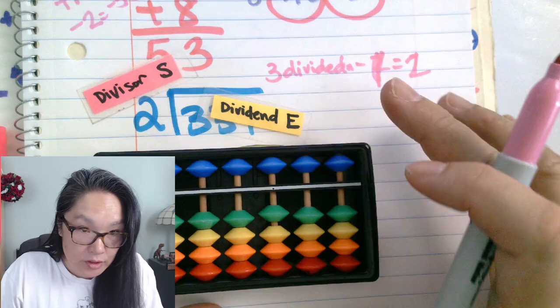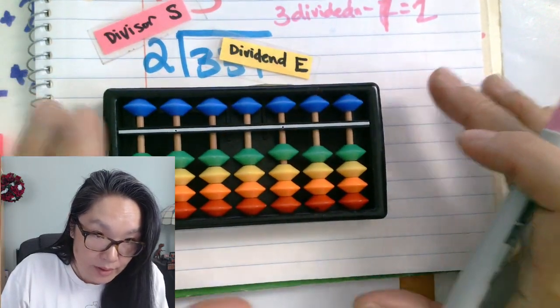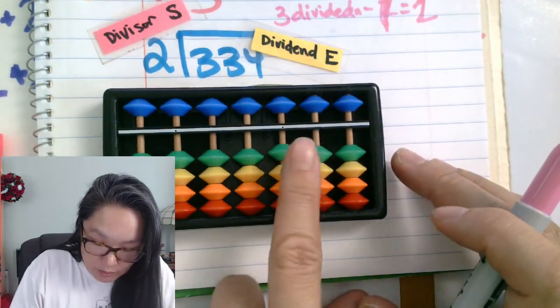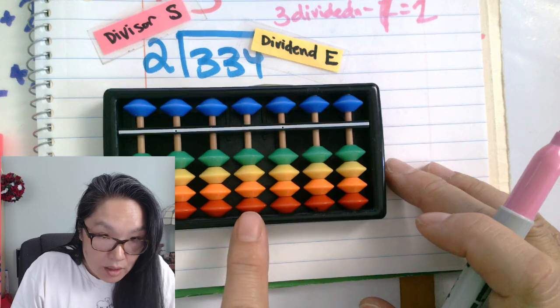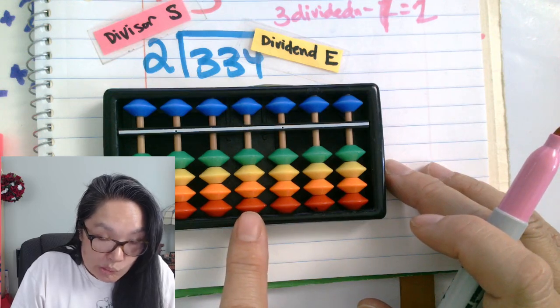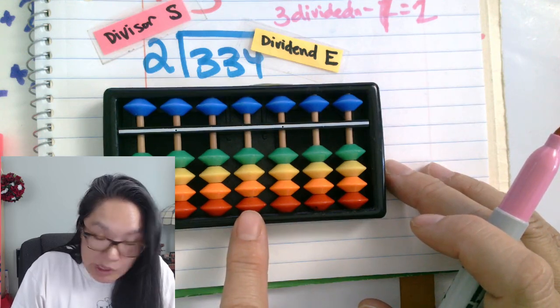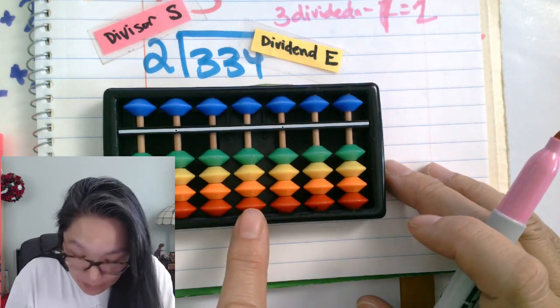Right. The first thing we're going to do is the abacus way. So I have my dividend and my divisor. I'm going to go to the 2. So my place value, where I'm going to start, is here. This is where my answer is, 2. I'm sorry, I'm blanking out.